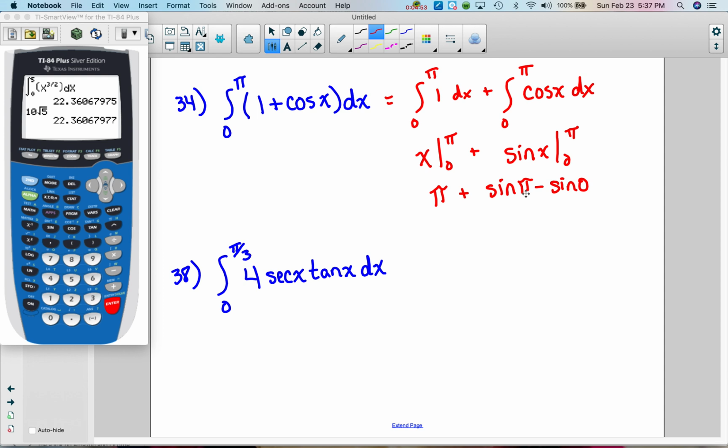Well, sine of pi, think of the unit circle. Sine of pi is 0. Sine of 0 is 0. So we just get pi for our answer. And if you fnInt this, I'll leave that for you. But you could fnInt this and you'll get pi, but it won't be the symbol pi. It will be the approximation. Okay, so on the next one, you can actually pull the 4 out in front of the integral.